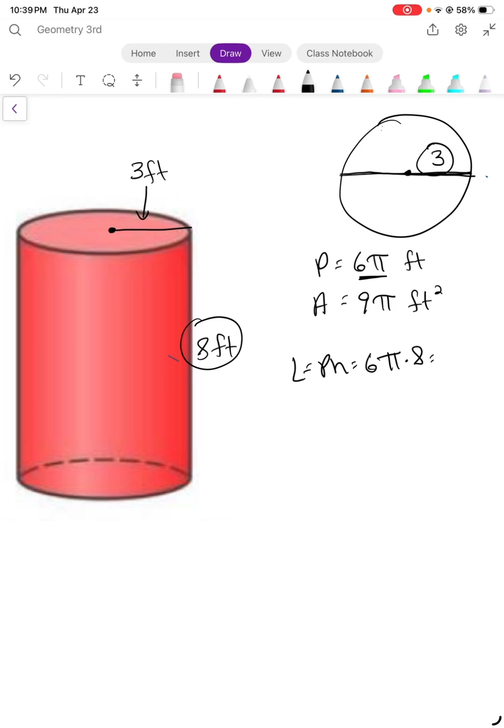Just multiply the pieces that you can. 6 times 8 is 48. Leave the pi alone. And that's going to be the lateral area. That's in square feet. To find the surface area, it's the exact same answer.